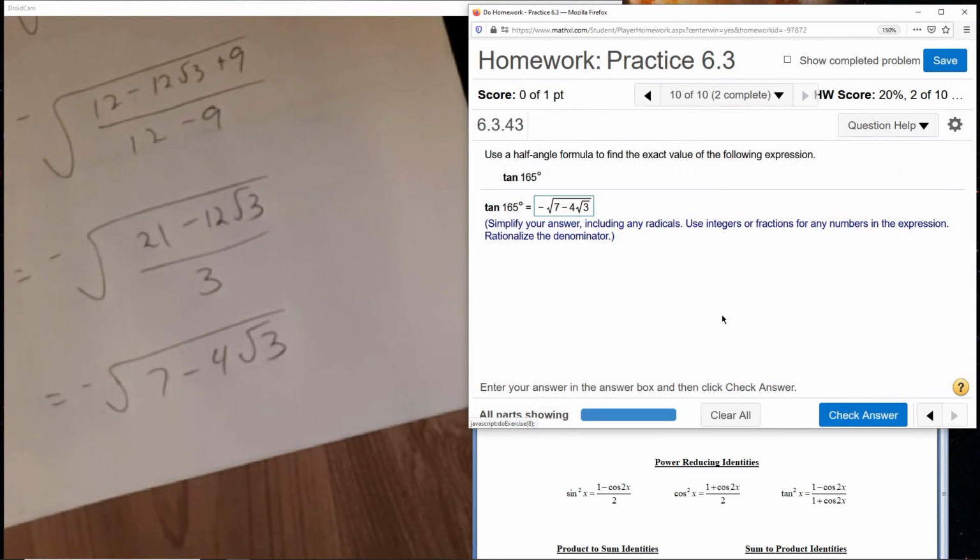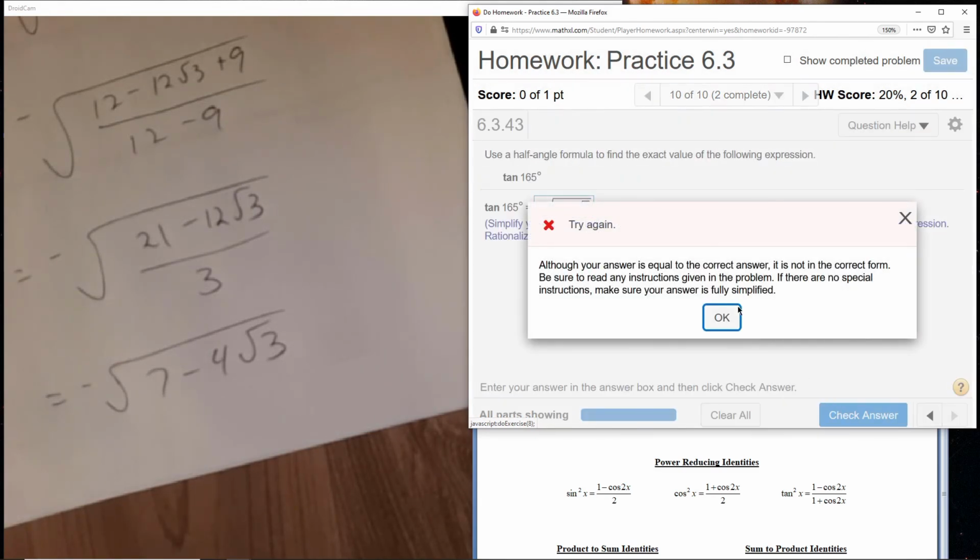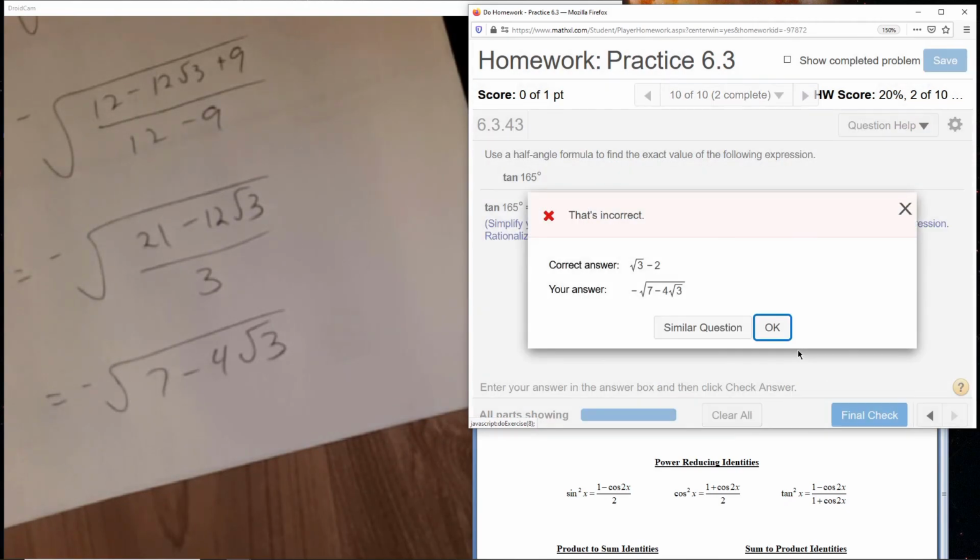Not in the correct form? What? I rationalized the denominator. Well, I am at a loss on that. How is that not in the correct form? All right. That may be true, but it will require a couple more exponential steps there.